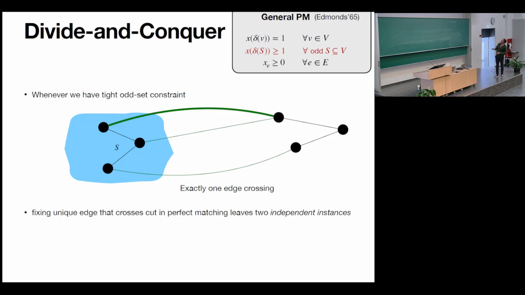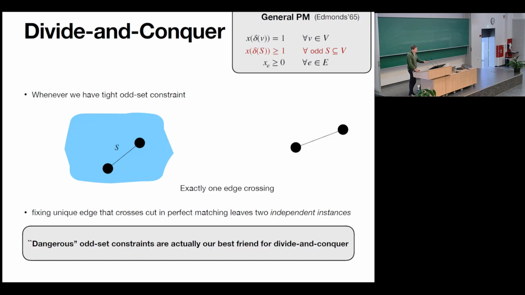So the only thing I have to decide is which edge crossing this cut will be part of the matching. Once I select which edge, the 2 sides decompose into independent instances, because we know that there will only be one edge in the perfect matching crossing this cut. So this is excellent news for a divide and conquer strategy. We can divide the problem into 2 independent instances. That's the best friend for divide and conquer.